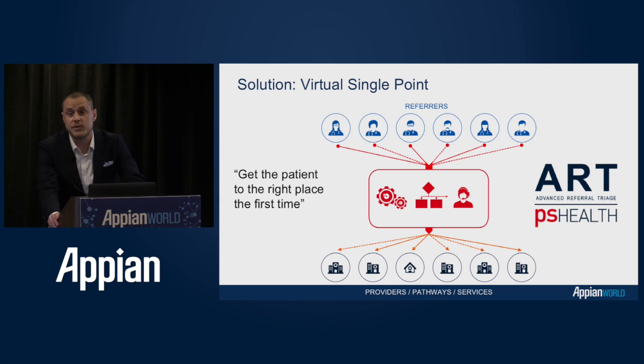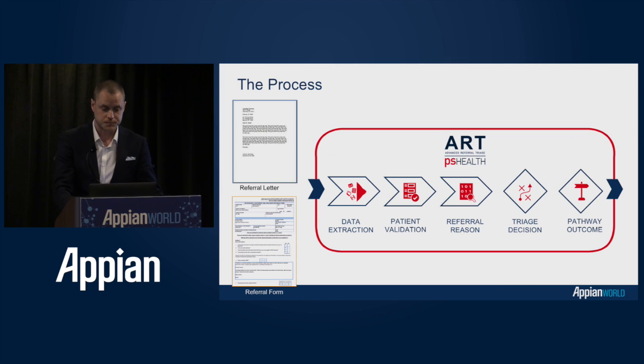So at psHealth, we've developed ART, or Advanced Referral and Triage. ART is built on Appian. It's a multi-tenanted solution, and it aims to get the patient to the right place the first time. It does this through a combination of automation, workflow, and exception management. Automation and workflow handle a majority of the use cases and referrals.